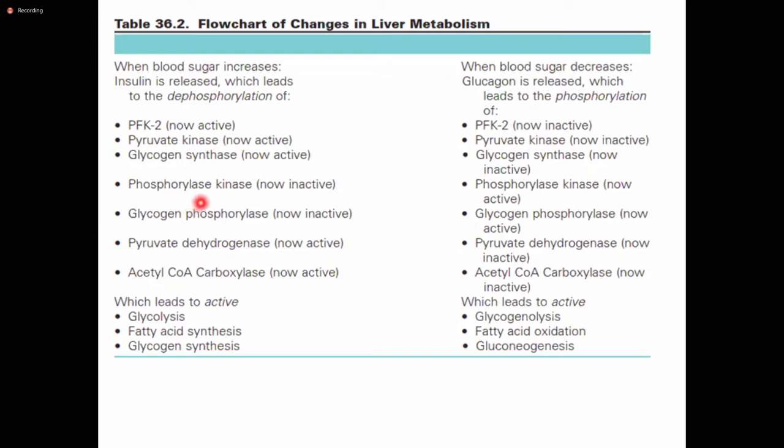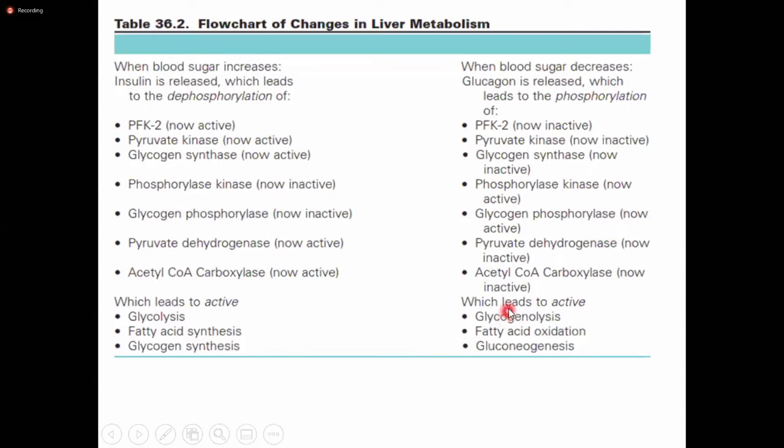Phosphorylase kinase enzyme and glycogen phosphorylase enzyme are going to be inactive in this situation, because we don't want to break down the glycogen since we have glucose at high concentration. Dehydrogenase is going to be active, as well as acetyl-CoA carboxylase enzyme, and this enzyme is actually responsible for the synthesis of fats. So eventually, we will have glycolysis activated because of the activation of certain enzymes, fatty acid synthesis, and glycogen synthesis rather than degradation.